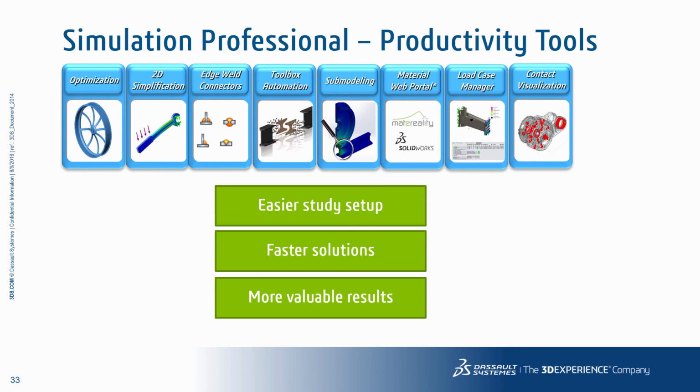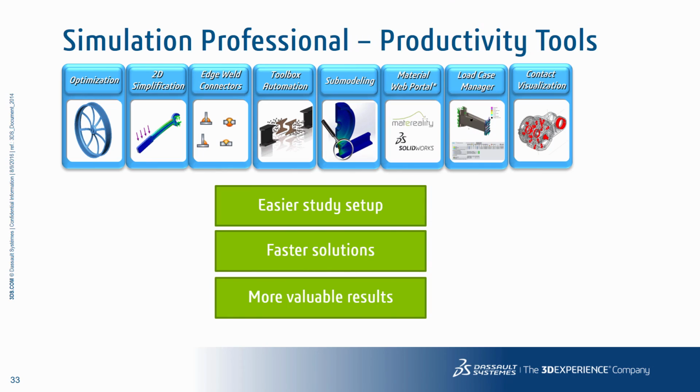These linear static productivity tools I'm a big fan of. They help the setup, they help me get better results, and of course just get better analyses with more valuable results. So if you don't have Simulation Professional, I highly recommend taking a look at it just for some of these tools, and of course you get those other failure modes as well. And if you have Simulation Professional already, definitely check some of these out. Right away, I think everyone can get really good use out of the submodeling and the contact visualization. Those are my top 2 favorite.